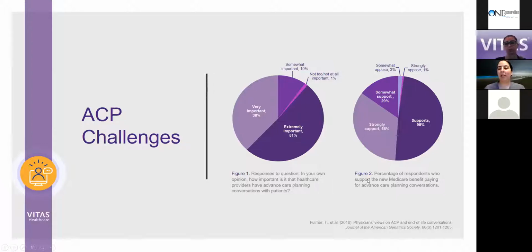And in the same study, looking at the percentage of respondents who support the new Medicare benefit that's paying for the advanced care planning conversation, they overall, as you can see, strongly support it. And I think that number, 95%, is off. So please ignore that. Just look at the pie chart.